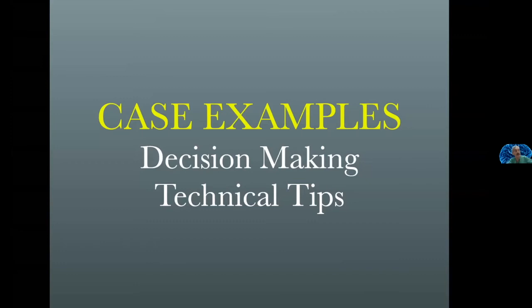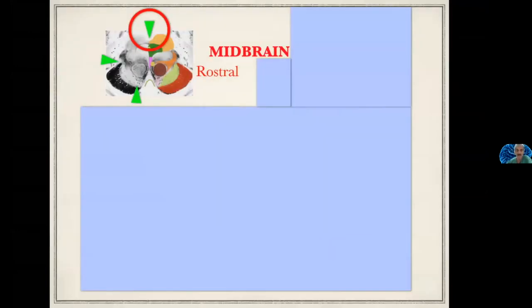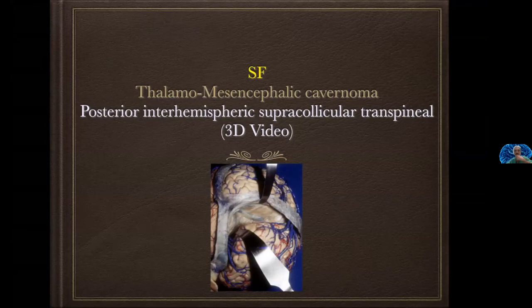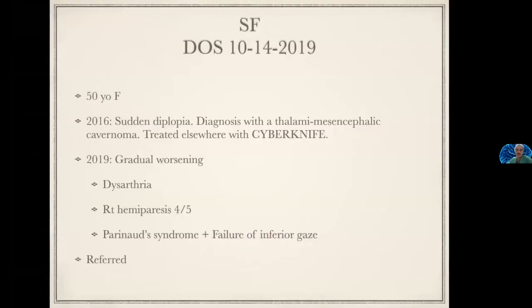So I think I have about 10 more minutes, so I'm gonna zip through a few case examples from the top down to the medulla. I'll skip through several because of time. Let's start with the midbrain, where I used a posterior interhemispheric supracollicular transpineal gland approach to get to this thalamo-mesencephalic cavernoma. I'm going to skip the history.